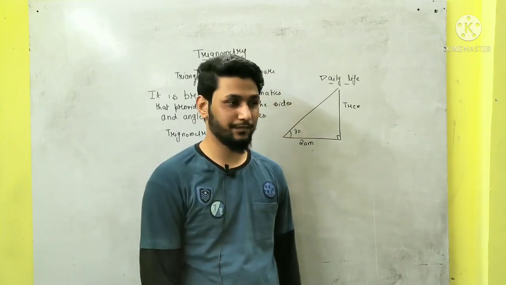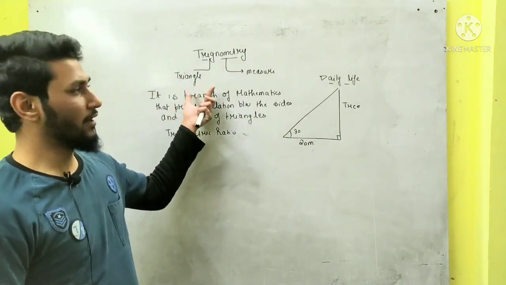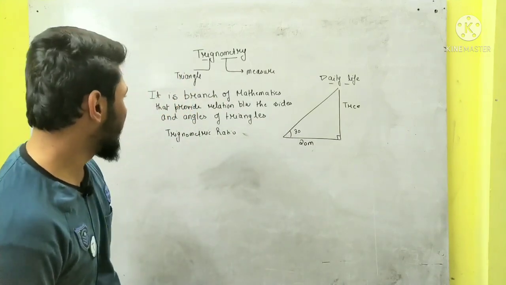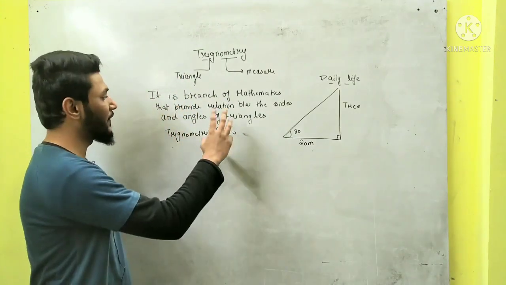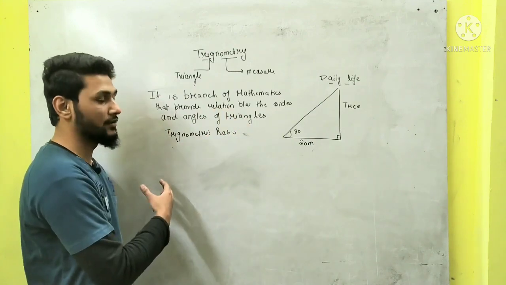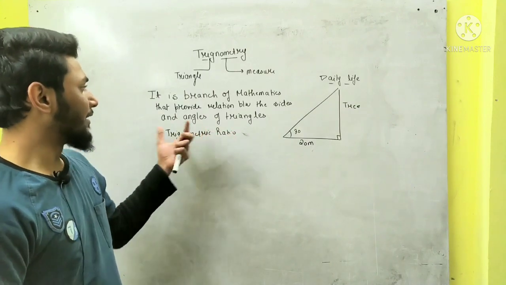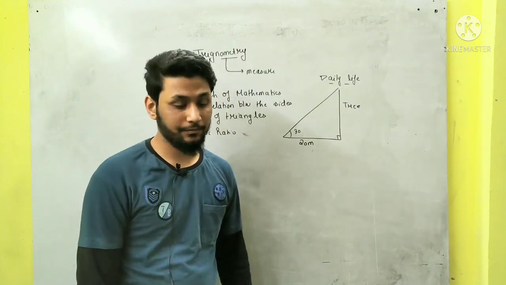Today we are going to talk about trigonometry, which is a chapter of class 10th. Trigono means triangle and metry means measure. By definition, it is the branch of mathematics that provides the relationship between the sides and the angles of a triangle. Basically, trigonometry is the relationship between the sides of the triangle and the angles of the triangle.